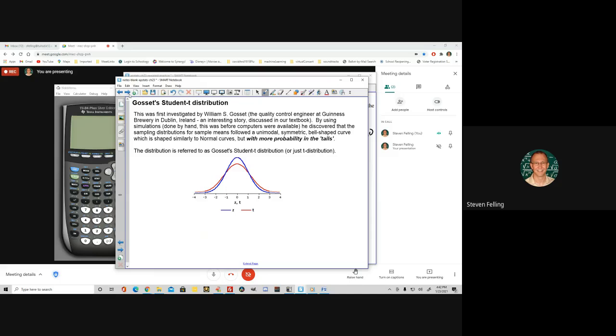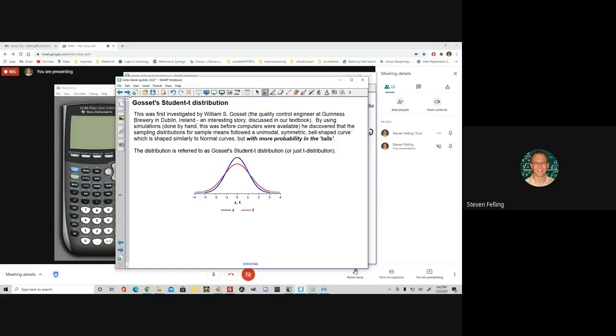This quality control engineer, William Gossett, realized that things were amiss when he measured numerical values versus percentage calculations. There was more variation than would be expected. So he did a lot of simulations, and this was prior to computers being available. He had to do all of this by hand with calculations, over and over again, trying different random samples and seeing what happened.